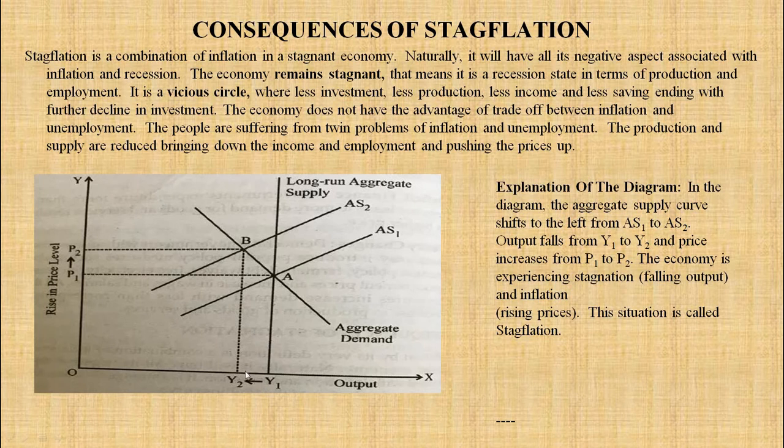Understand? Output is also falling and price is rising. So economy becomes a stagnant economy where the output is low and prices are rising. This is what you have to understand. Okay, this is the consequences of stagflation.